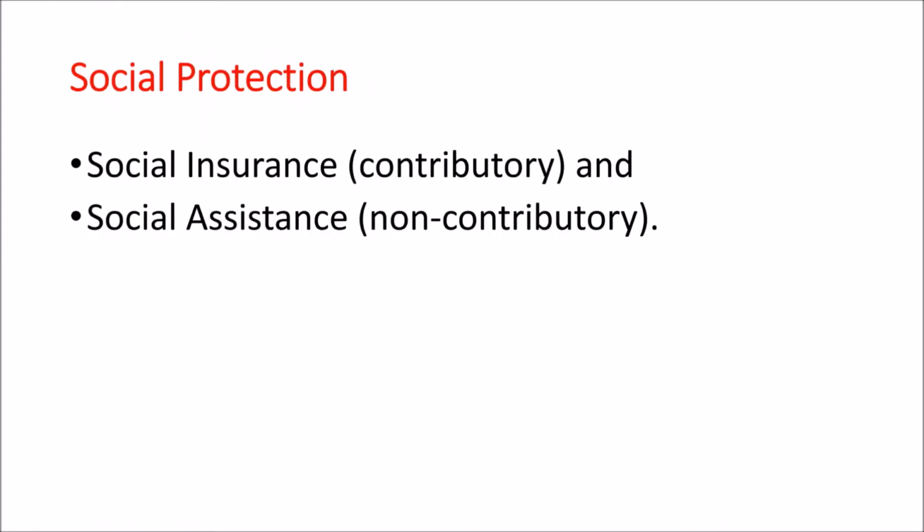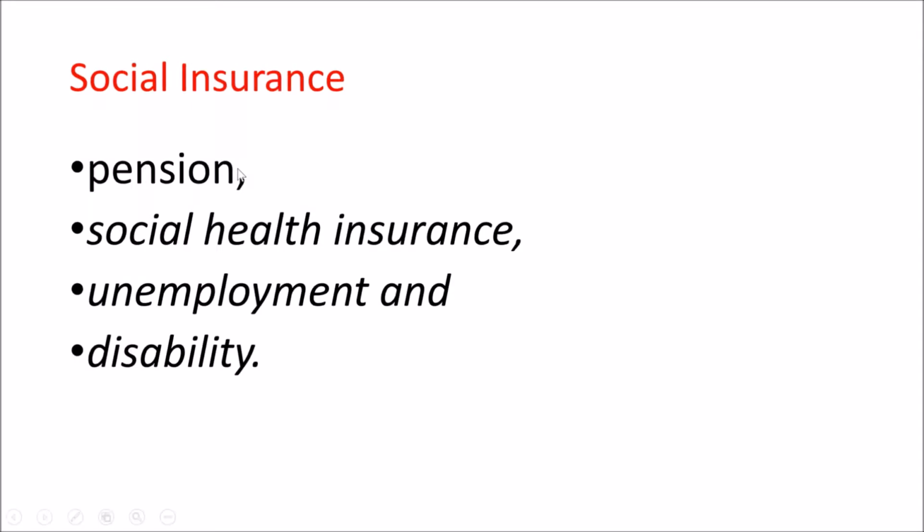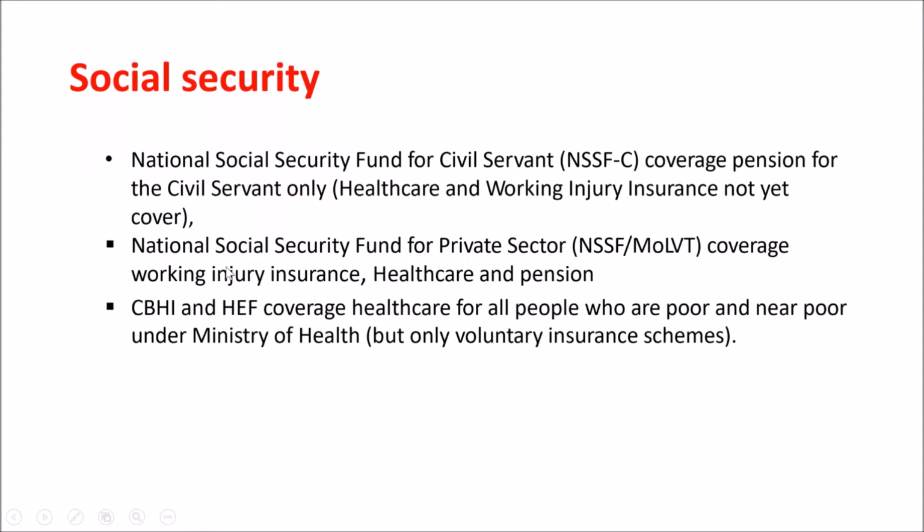So for social health protection, we have two kinds of programs. One we call social insurance, which is contributory, and social assistance, which is non-contributory. The social insurance I will detail in the next slide. So we will see. In social insurance, we have four categories that the program currently implements in Cambodia: pension, which is not yet applied, social health insurance, which is already applied, and unemployment and disability.